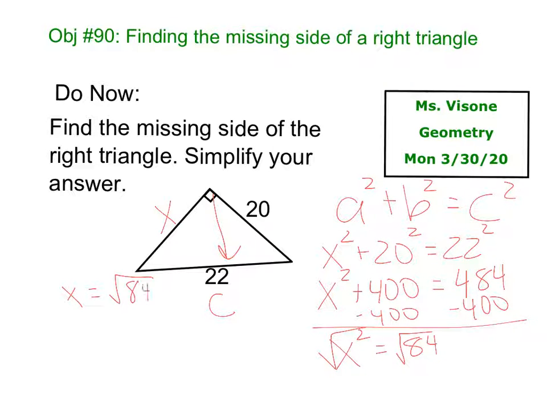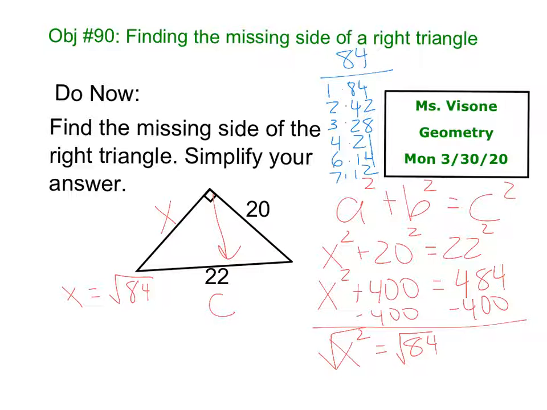But remember, notice the directions. Simplify your answer. So I don't want the decimal. I want to simplify my radical. So remember how we did this? We're going to write down everything that multiplies to 84. So 84 is 1 times 84, 2 times 42, 3 times 28, 4 times 21, 5 doesn't work, 6 times 14, 7 times 12, I think that's it. 8, 9, 10, 11, nope, that's it.